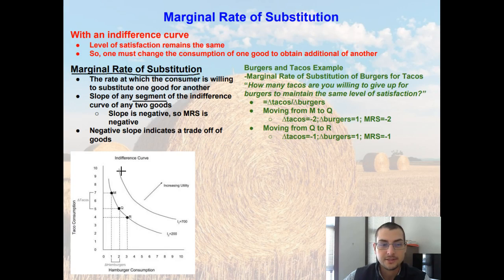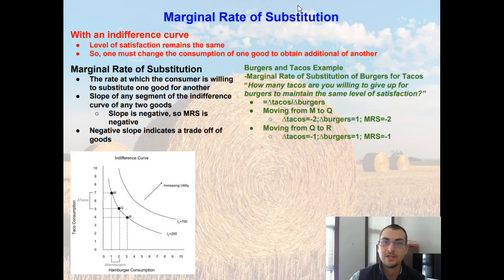So if we look, that slope is downward sloping, isn't it? Downward sloping means that slope is at a negative angle. It's a downward negative slope. So the MRS, this marginal rate of substitution, is negative. This marginal rate of substitution is always negative because that slope is negative. So this negative slope indicates that there has to be a trade-off between two goods.